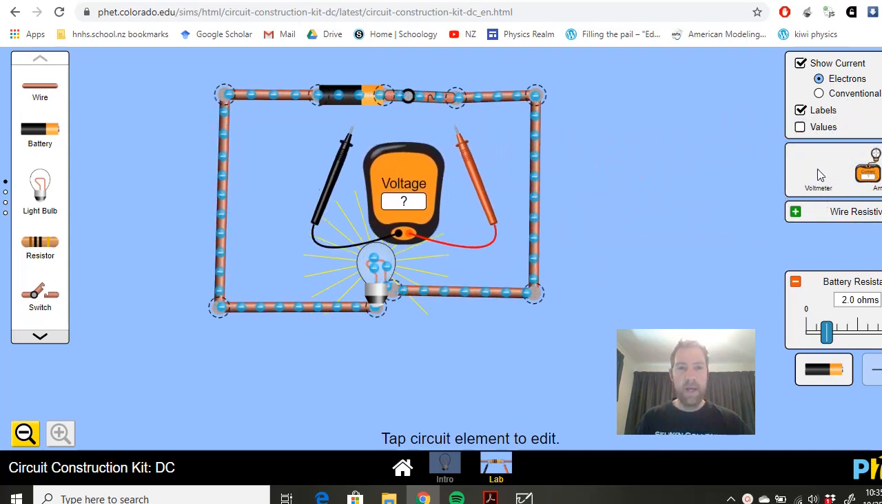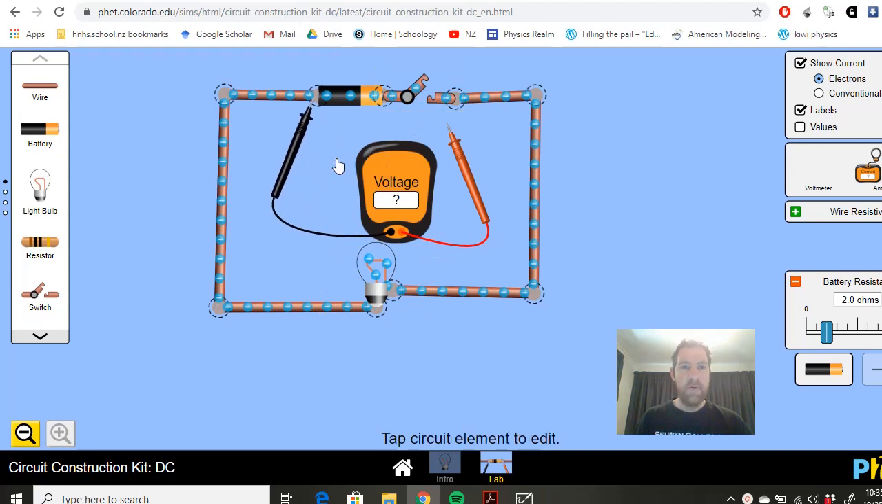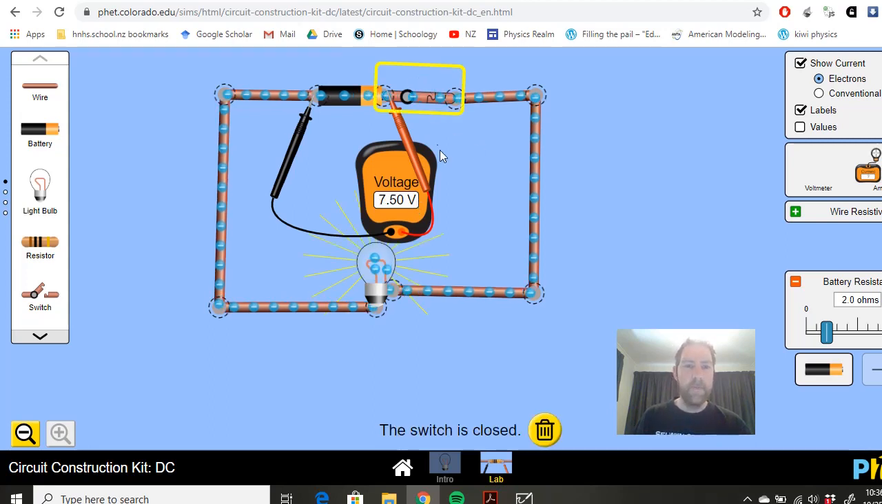So I've got my voltmeter here. I'm going to turn it off, and I'm just going to measure the voltage of the battery. It gives me 9 volts. Okay, it's a nice easy number. But look what happens when I turn the circuit on. The voltage drops down to 7.5 volts. So what's going on here?